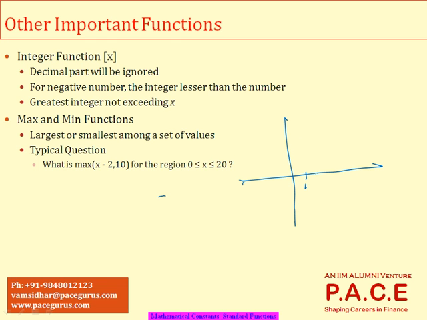So let's say 1, 2, 3, and here I put 12, 13, like this. Up to 12, right from 0, the value is 10. But after that, the value becomes 11, 12, 13, and so on. So this would be the graph associated with max of x minus 2 and 10 for the region 0 less than or equal to x less than or equal to 20. It's nothing but substituting the values and, based on them, doing the appropriate calculation.